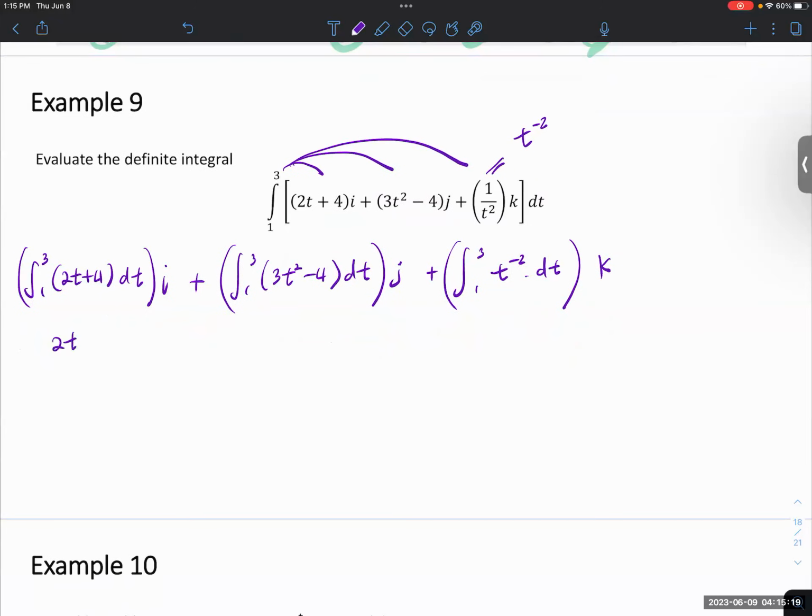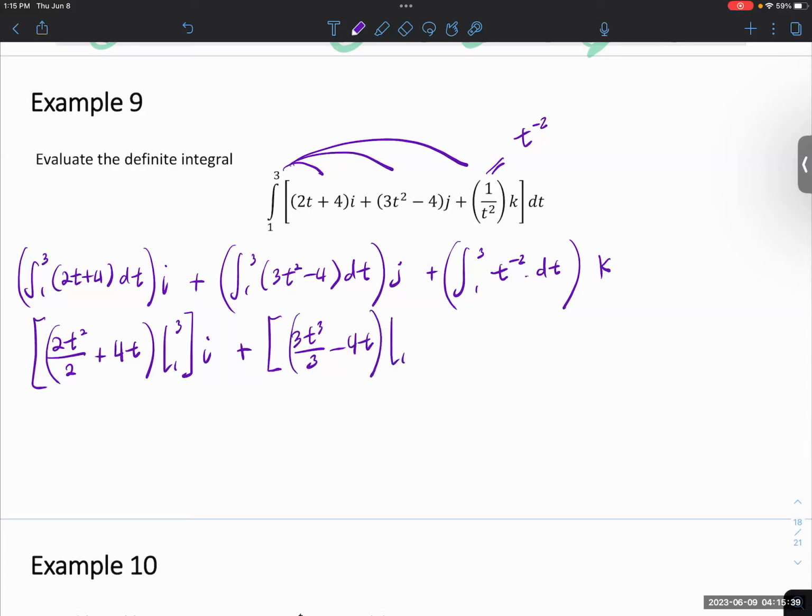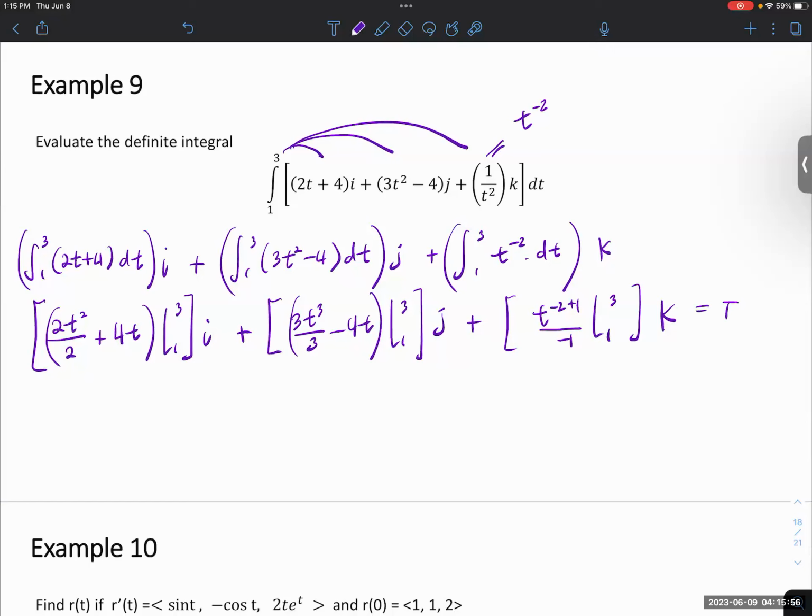So this is going to be t squared divided by 2 plus 4t from 1 to 3 in terms of i. Second, we have 3t to the third over 3 minus 4t from 1 to 3 in terms of j. And then last one, we have t to the negative 2 plus 1 divided by negative 2 plus 1, from 1 to 3, in terms of k. So we know what's going on. Now we take the upper limit 3 minus 1. That's how you take the integral.